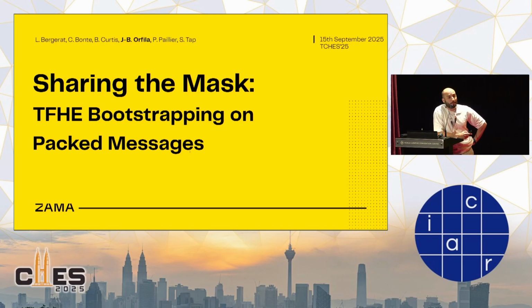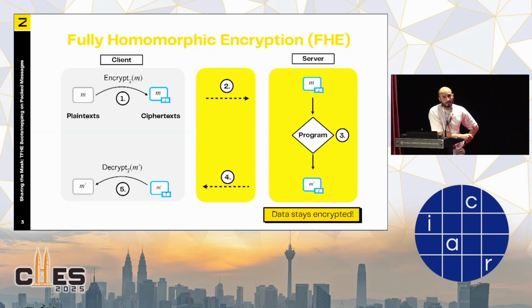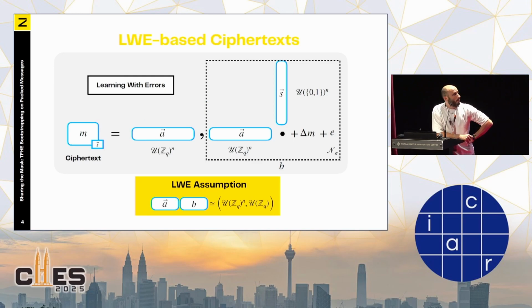So this is joint work with Loris Bergera, Charlotte Bond, Benjamin Curtis, Pascal Paillet, Samuel Tapp. And so the goal in here is we're trying to build batch bootstrapping for TFHE. So I'm going to be super fast on the introduction: FHE, cryptography paradigm, you know what it is, right? So we have the possibility to compute everything over encrypted data. It's pretty nice. And all of this magical stuff is possible because we have one cryptographic assumption, which is called LWE, for learning with errors. So I'm going to detail that a bit.